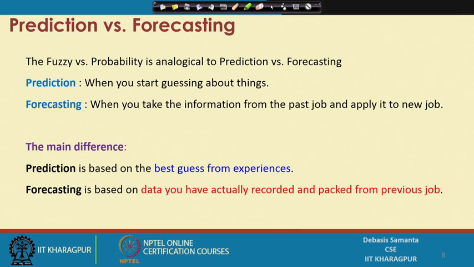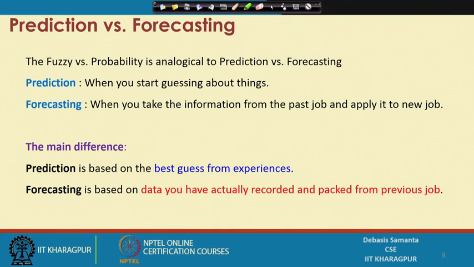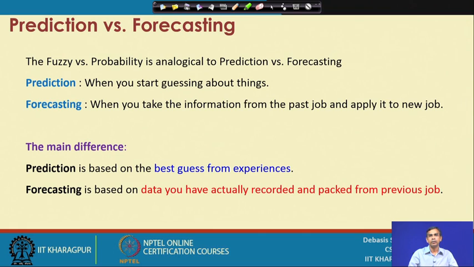In other words, prediction is based on the best guesses from experts, and forecasting is based on the data you already have, and based on the processing of the data you can tell something. So, this is forecasting. If prediction is related to fuzzy, then forecasting is related to the other, that is, probability. Sometimes we get a little confused about fuzzy versus probability.